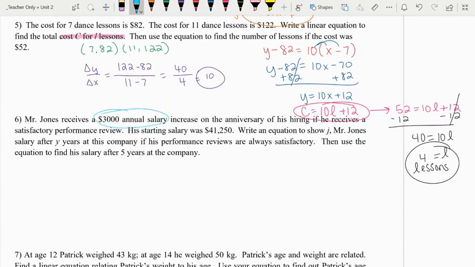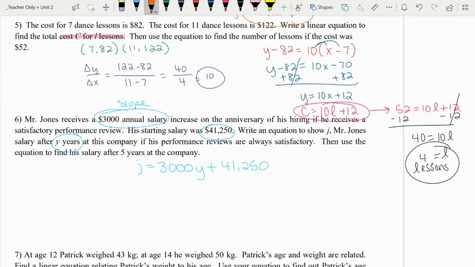So this is an annual salary, which means this is the whole per year, right? So this is your slope. And obviously this is your y-intercept, right? That's where you start. So if we write this out, we would have J, because that is Mr. Jones's salary, equals the slope, which is 3,000, plus 41,250, because that's where he starts. Oh, sorry. We should have this as y, because it says y is after y years.